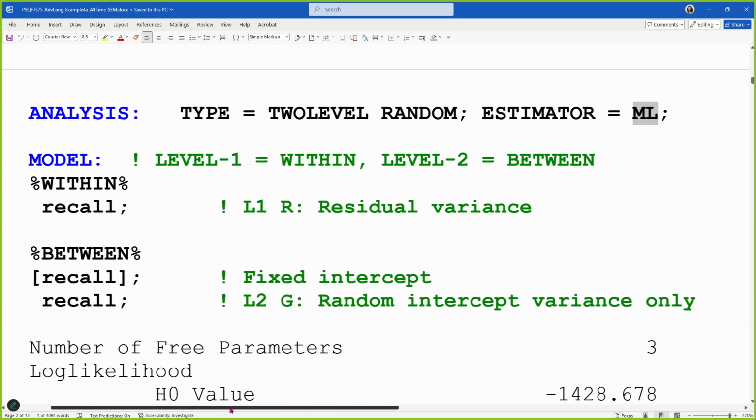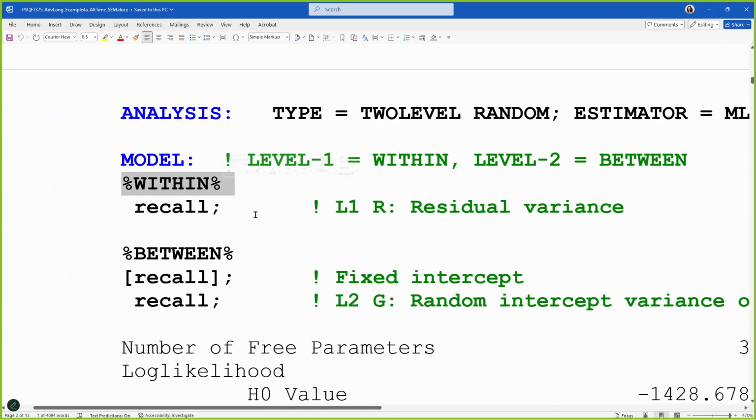Okay, then the model part. Within, that's your level 1 model. Everything underneath it is that. At this point, this is an empty model to partition the variance. When I type recall, I'm just requesting its residual variance at level 1. When I type recall at level 2, I'm requesting its random intercept variance. So when you see this word, it's really referring to the 2 circles.